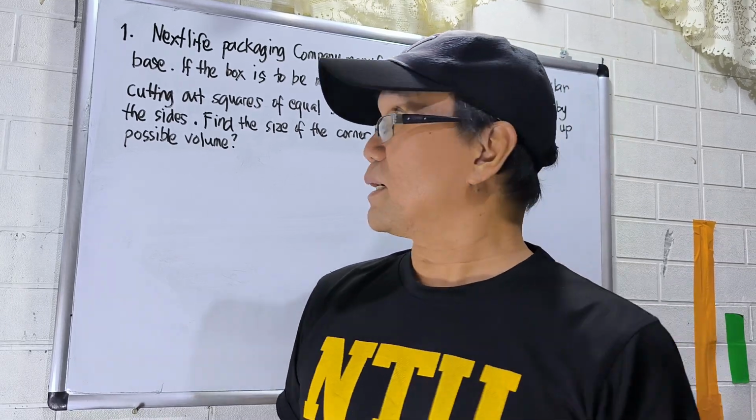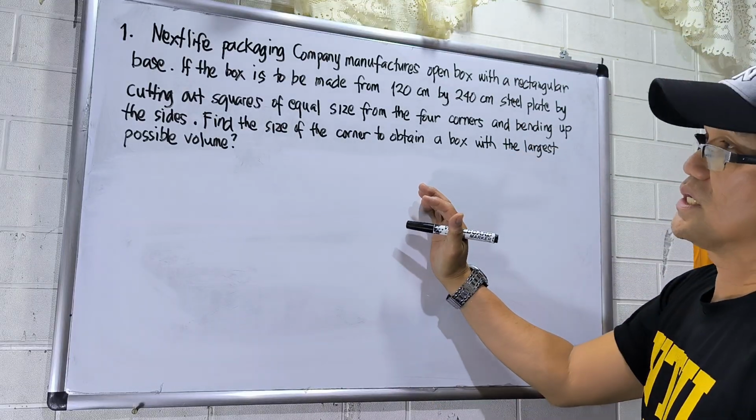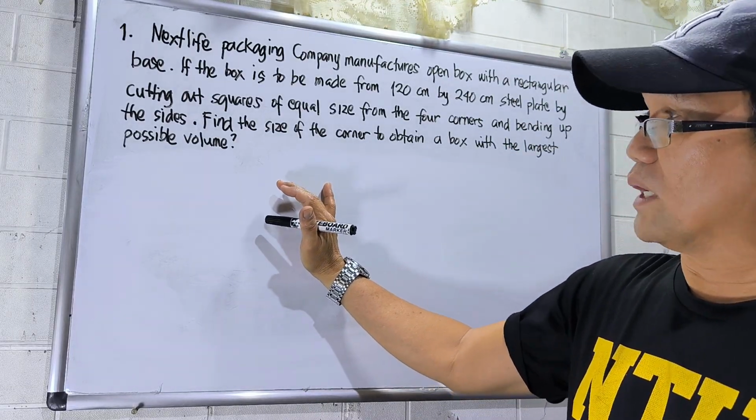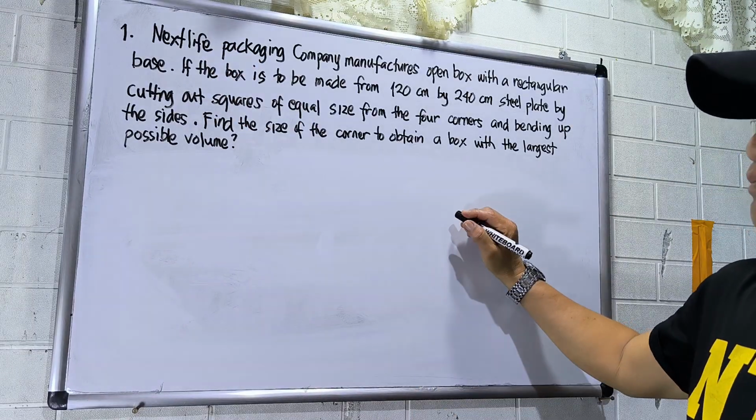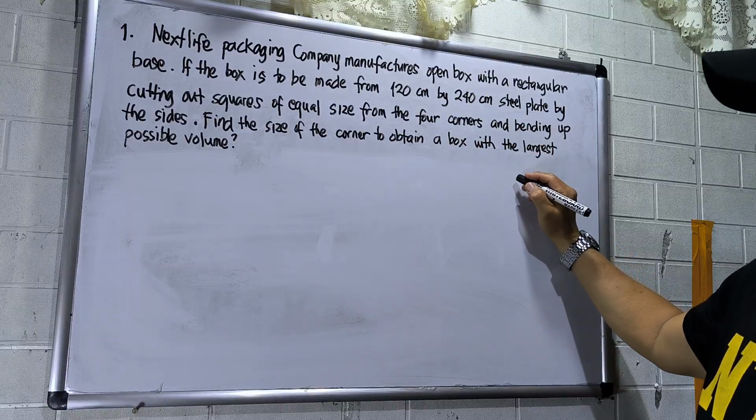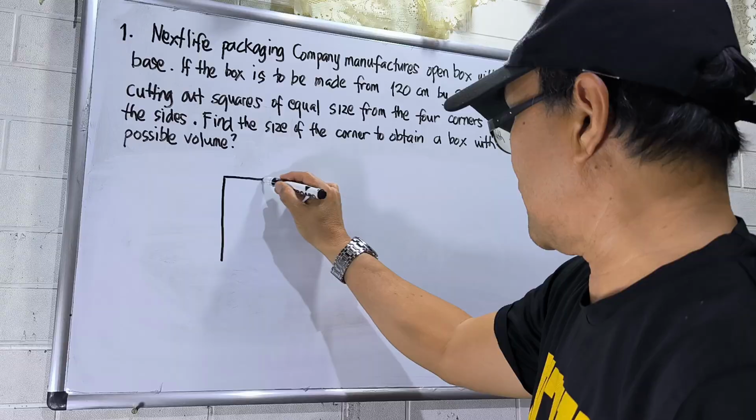Hi guys, my topic today is about applied optimization. This topic is under calculus 1. So I have here number 1, where the problem states that a packaging company manufactures an open box with a rectangular base. So I need to draw the rectangular base.